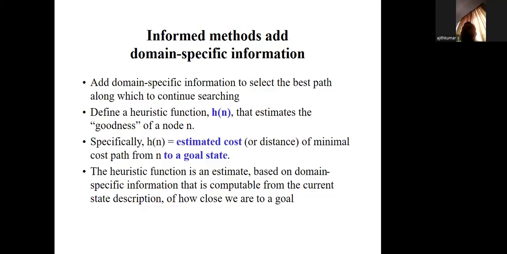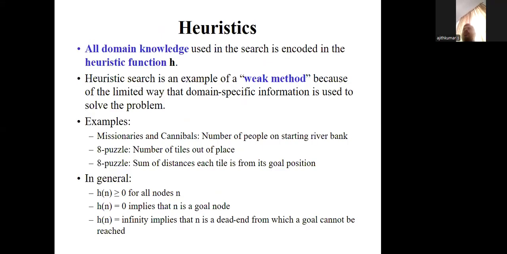The heuristic function is an estimate, based on domain-specific information that is computable from the current state description, of how close we are to the goal. All the domain knowledge used in searching is encoded in the heuristic function h. It is an example of a weak method because of the limited way that domain-specific information is used to solve the problem.